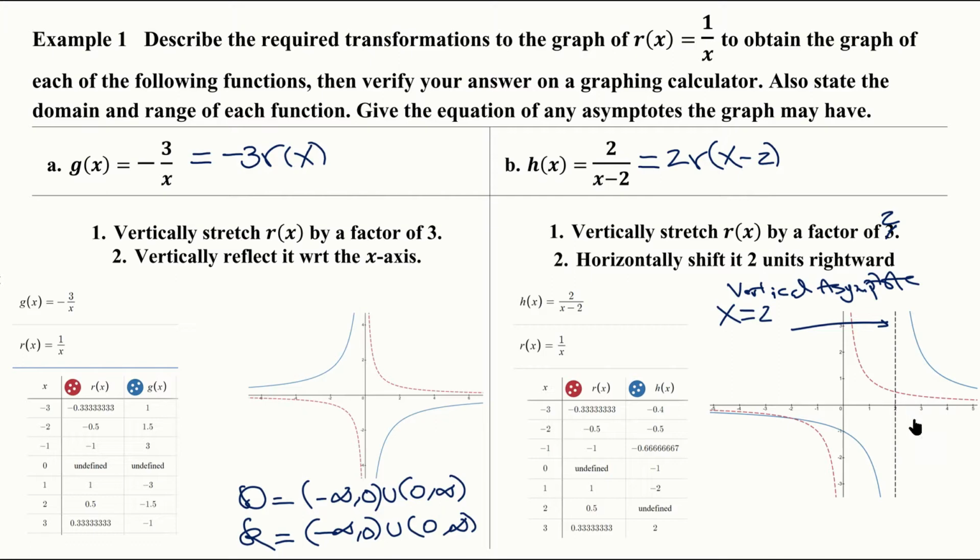All right, so as far as horizontal asymptote, the same. So here's the horizontal asymptote, and it's the x-axis, so the equation would be y equals 0 if you're asked to find the equation of the asymptotes, okay? And that's how we handle those two transformations.